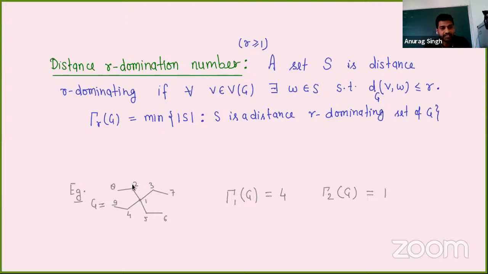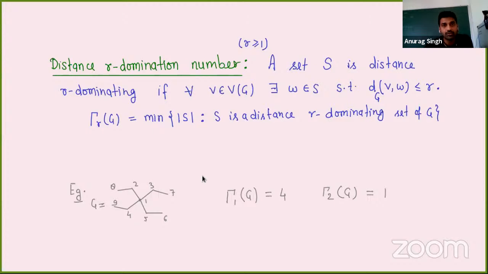For example, if you take this graph and try to find the distance 1 domination number, this is the same as the domination number, and it comes out to be 4. The distance 2 domination number of this graph is 2, because you can just take vertex 1. It is at distance at most 2 from any other vertex, so the length between this vertex and any other vertex is at most 2. So this dominates the whole graph up to length 2.